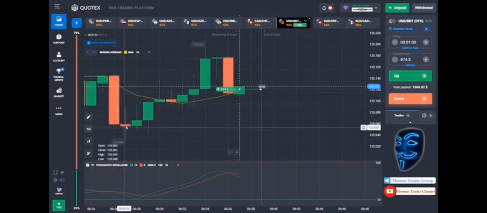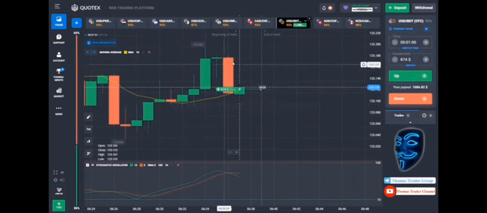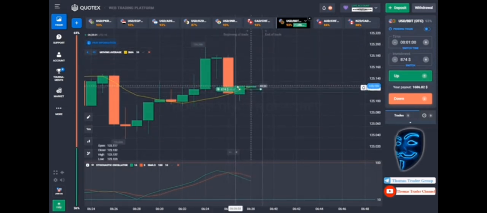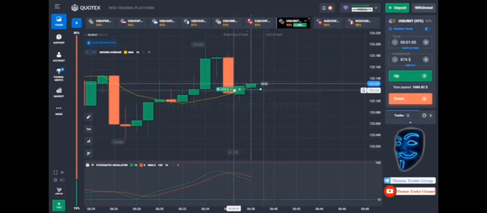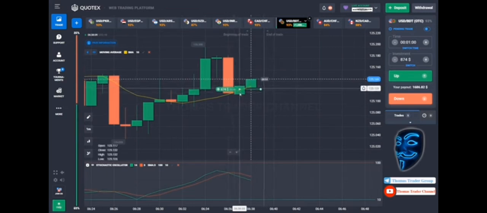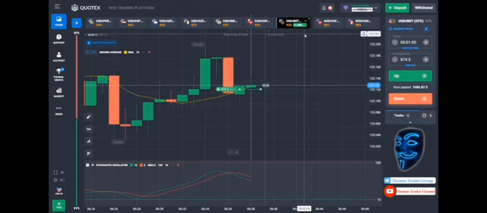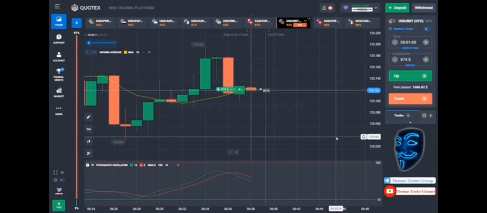As you can see, the market is going bullish, and the market is touching the moving average line. When the market touches the moving average line, the market will make a rebound, and it will continue the bullish trend. Let's brave it and let's wait till the end of our trade.